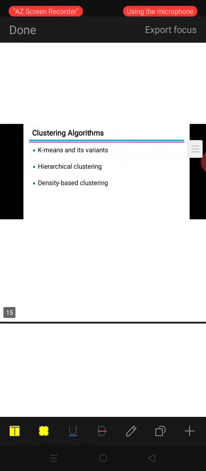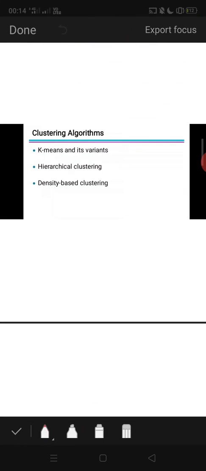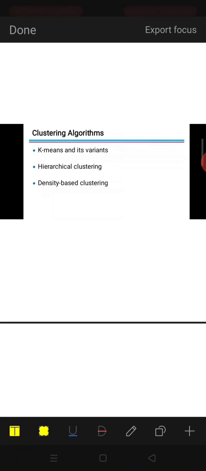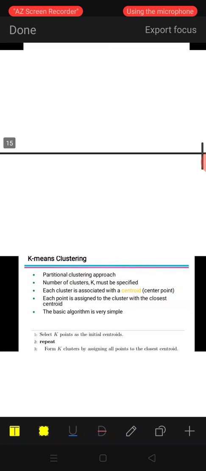Remember, dear students, clustering algorithms are one of the very important questions. They may ask you about k-means, hierarchical clustering, or density based clustering. We'll study those in detail. The first one is k-means clustering. What is k-means clustering?